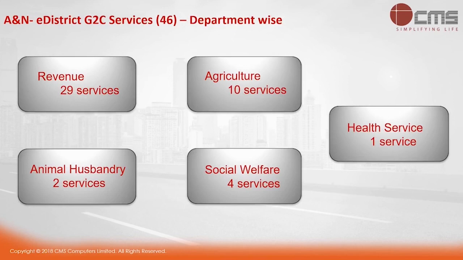Now, let's delve into department-wise e-services developed with different workflows implemented and launched to the citizens. In Revenue Department, we have implemented 29 services. In Agricultural Department, we have implemented 10 services. In Animal Husbandry, we have implemented 2 services. Under Social Welfare, 4 services. And in Health Services, 1 service has been implemented. Altogether, 46 e-services are successfully implemented.